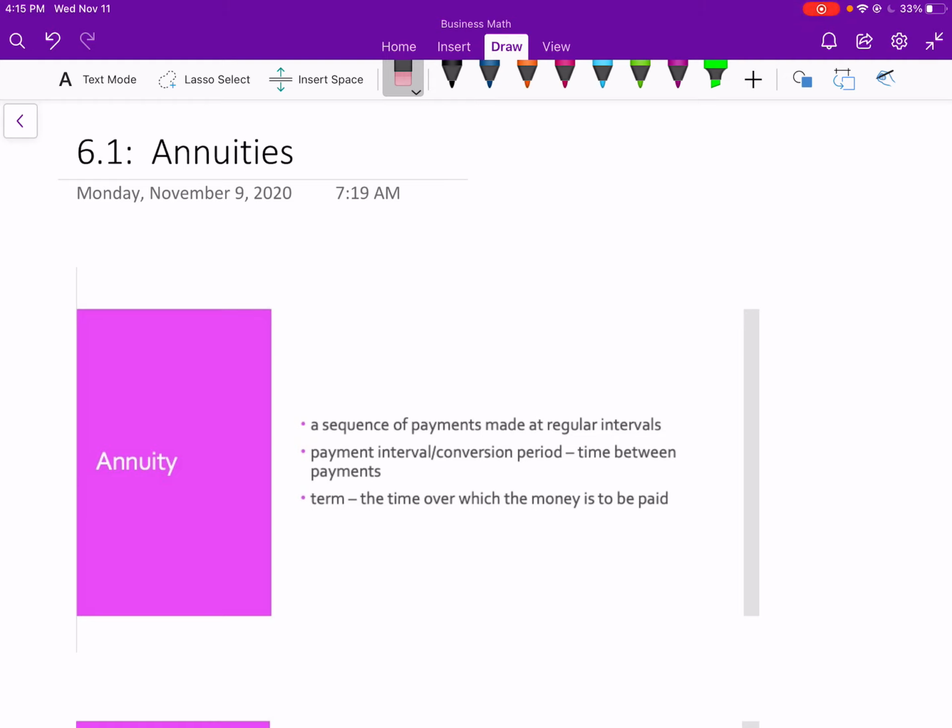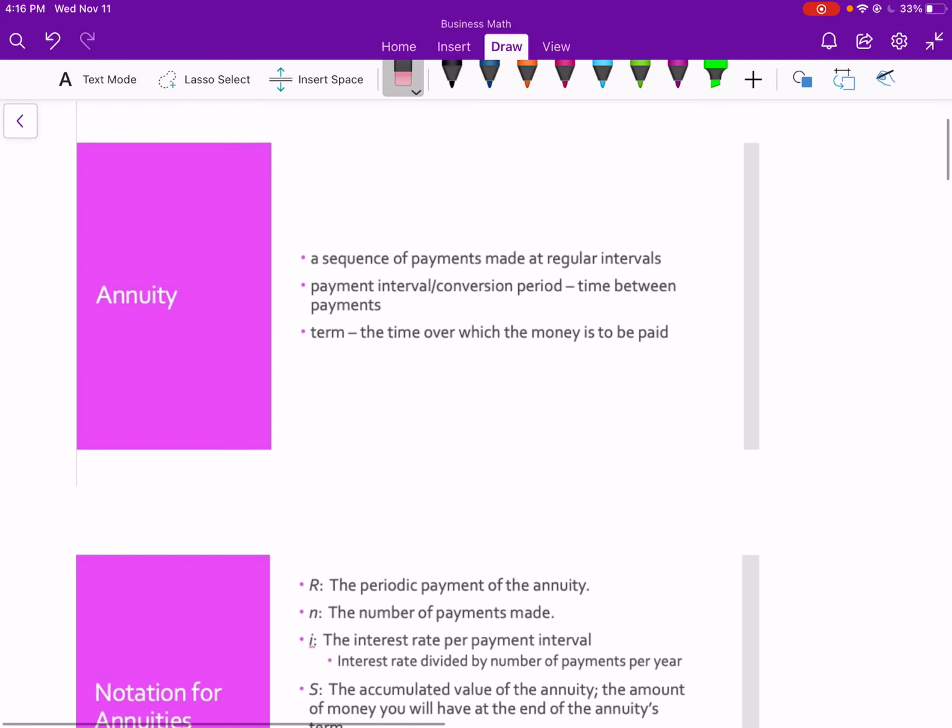This is section 6.1, annuities. So an annuity is a sequence of payments made at regular intervals. The payment interval or conversion period is the time between payments, and the term is the time over which the money is to be paid.